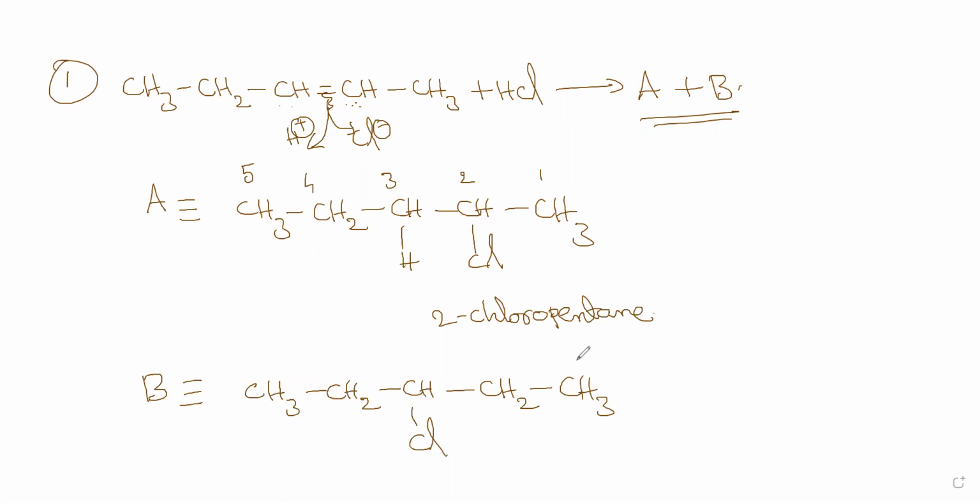So if you do vice versa, what are we going to get? 1, 2, 3, 4, 5. So this is 3-chloropentane. So 2-chloropentane and 3-chloropentane are the predicted products.